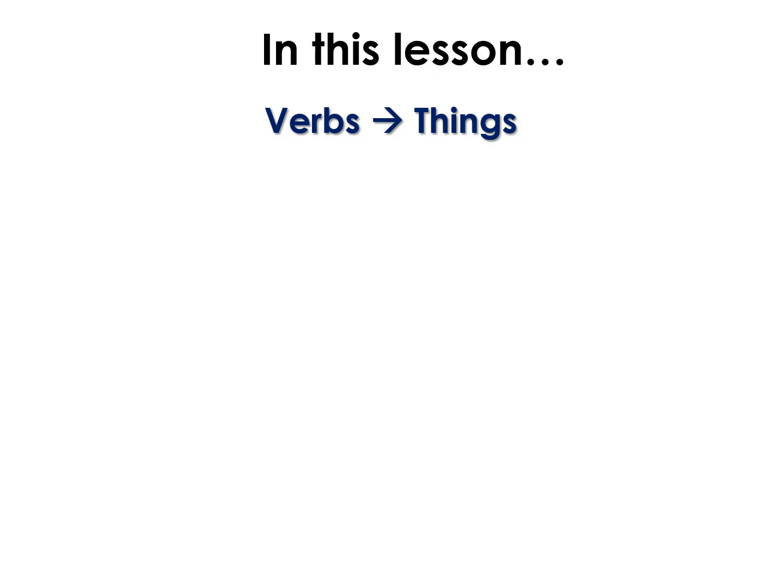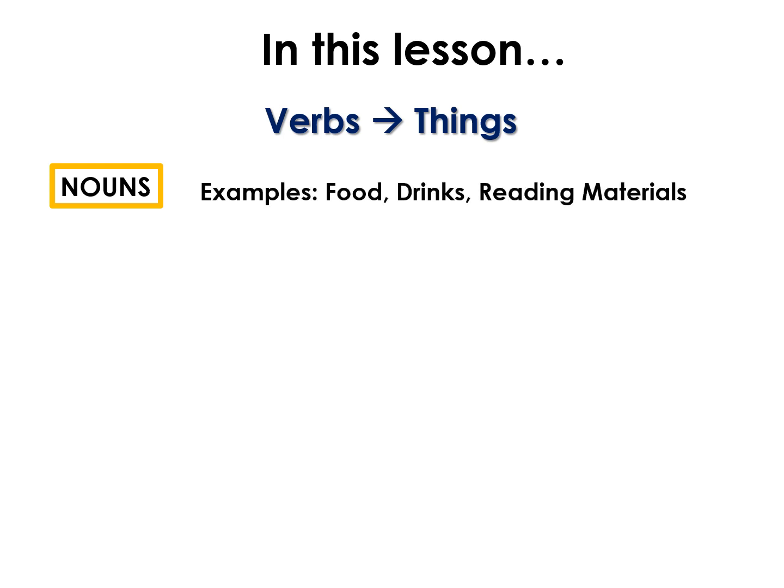In this lesson, you'll add to your noun vocabulary by converting many common verbs to noun counterparts that mean things. So nouns like food, drinks, or reading materials are all derived from their verbs. Food is derived from the verb to eat. Drinks is derived from the verb to drink. And reading materials is derived from the verb to read.